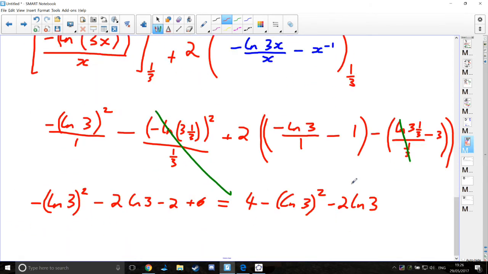So at the end of this, I could then say, therefore, the answer to this is pi multiplied by, no, it's not letting me take that. I'll have to write it out in full. 4 minus ln 3 all squared minus 2 ln 3. And that's it.